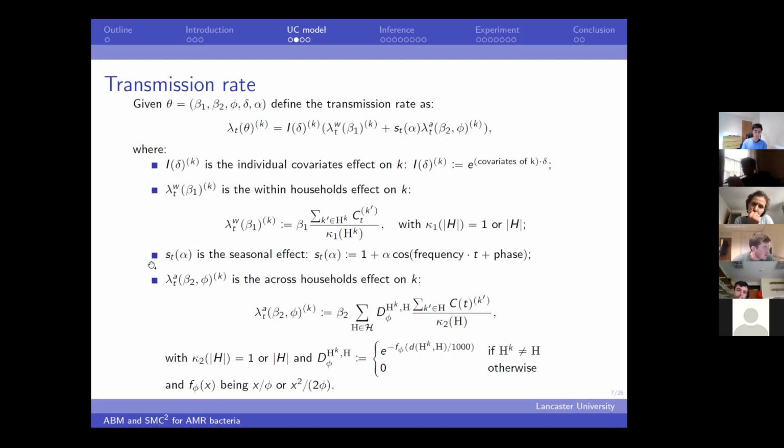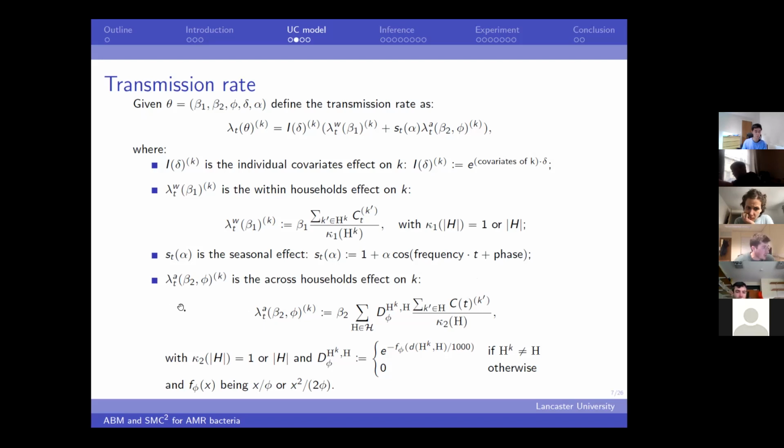In terms of the seasonal effect, we are just considering an oscillating function, which models the way in which we have an increase and a decrease in the transmission. Of course, we will choose frequency and phase in such a way that they match the seasons in our country. Given that we are considering Malawi, we know that there is a dry and wet season in Malawi. For this reason, we'll use numbers for frequency and phase that match that kind of oscillation.